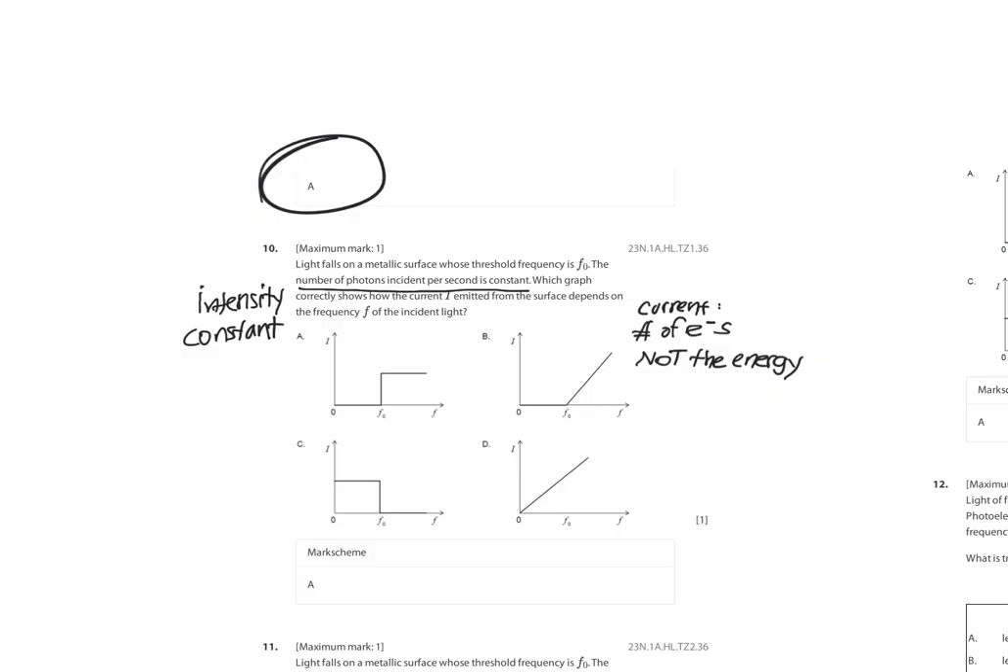But note the threshold frequency. If you don't hit that threshold frequency, you're not getting anything, right? You have to overcome the work function first. So before you hit that threshold frequency, you have nothing. And then once you hit the threshold frequency, immediately you start getting a current. But if your intensity is constant, then your current is also going to be constant. And so graph A is the way to go. Again, we're talking about current here, not energy. If it was energy, it'd be B.